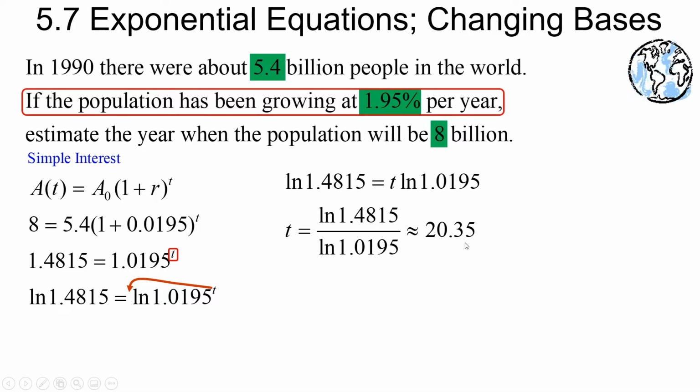This would be approximately 20.35 years. So the question was, estimate the year when the population will be 8 billion, and it was 5.4 billion in 1990, and we just said it's going to take approximately 20.35 years for the population to get to 8 billion, so that would make the year approximately 2010. That's a cool problem.